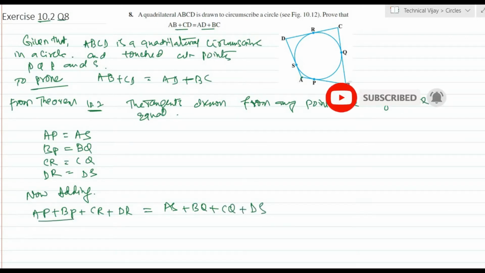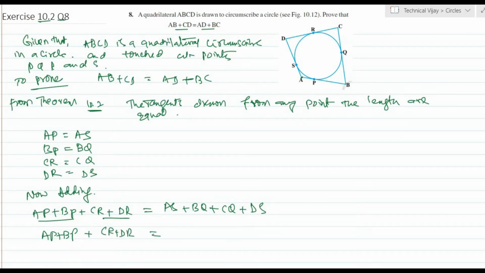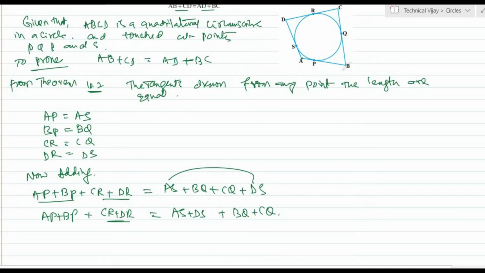Now you see, AP plus BP on one side, plus CR plus DR. So here this is one group. On the other side, AS plus DS plus BQ plus CQ. Now AP plus BP is equal to AB, and CR plus DR is equal to CD.